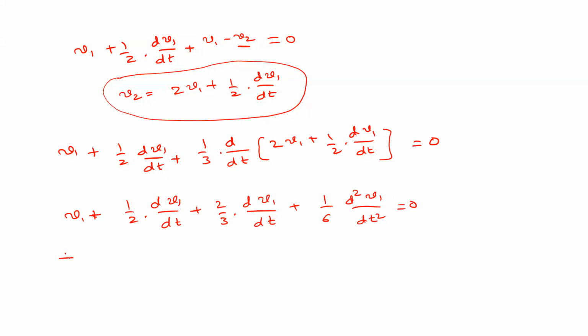So multiply this one with 6. It will be d square V1 by dt square plus, what else will you get? You multiply with 6: 3 plus 4 gives 7 dV1 by dt. What is next? This is V1, and we are multiplying with 6, so 6 V1 equal to 0.